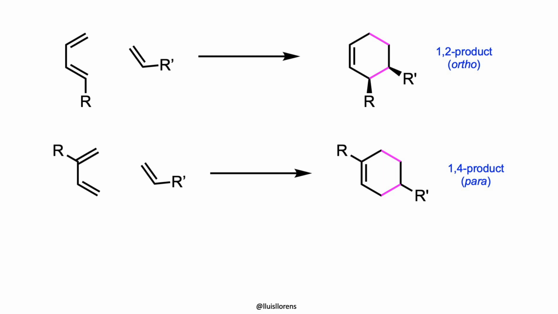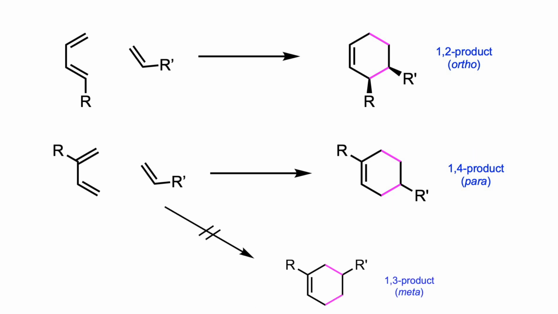The reaction is also highly regioselective and follows the so-called ortho-para rule. The regioisomers are predominantly the 1,2 and the 1,4 products over the 1,3 product.